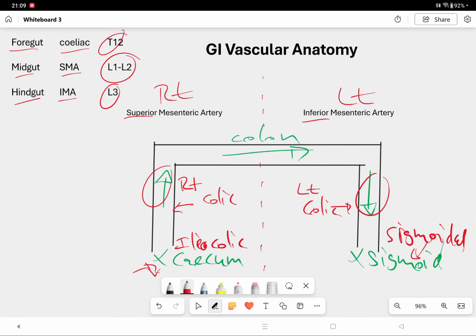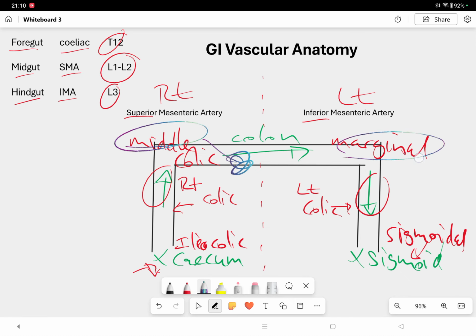Last but not least, we've got the branches at the top. And this is where it's slightly different. The only memory bit you've got to do is that this is the marginal artery, and on this side we have the middle colic. There's no real way to remember that except to say that the middle is kind of going towards the transverse colon, which is the middle of the colon, as compared to the right and the left, and therefore this is your marginal.